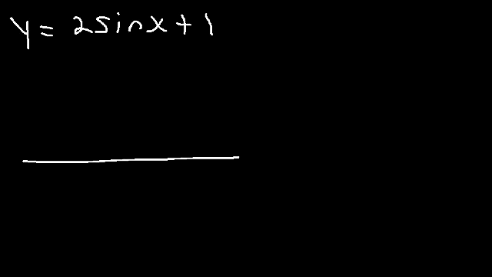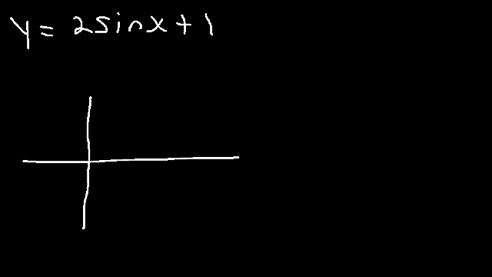Now let's try some examples with trig functions. How can we graph 2 sine x plus 1? Now let's review the sine function. Sine starts at the center, it goes up, then it goes down, and then it goes back to the center. The amplitude is 1.